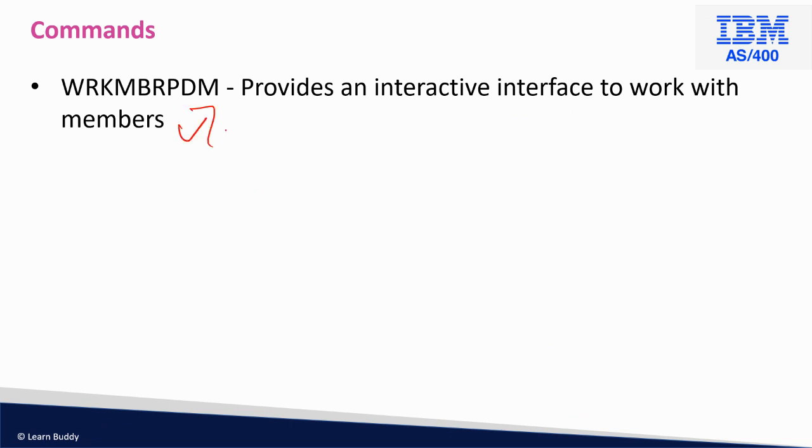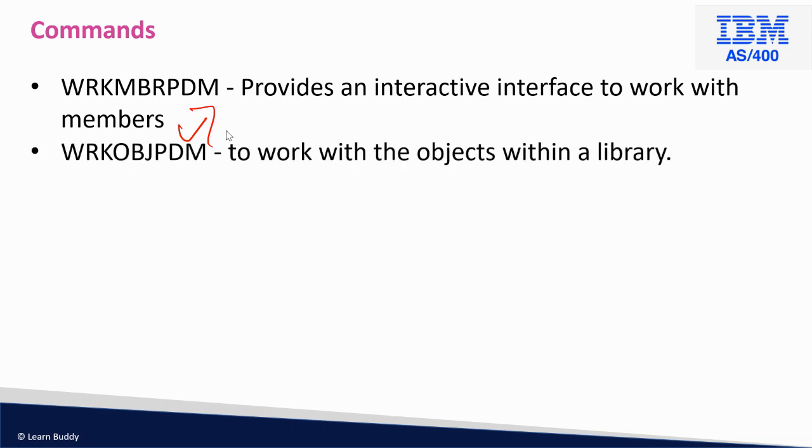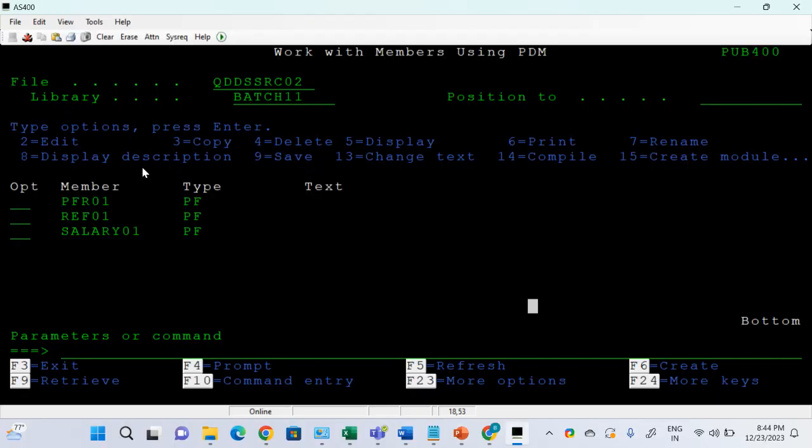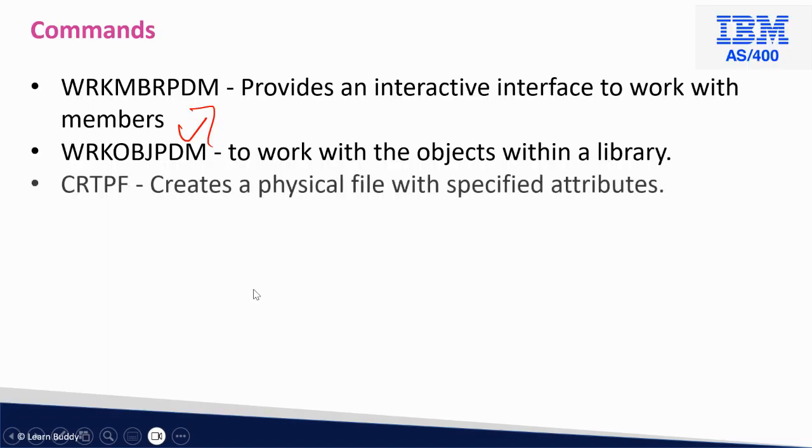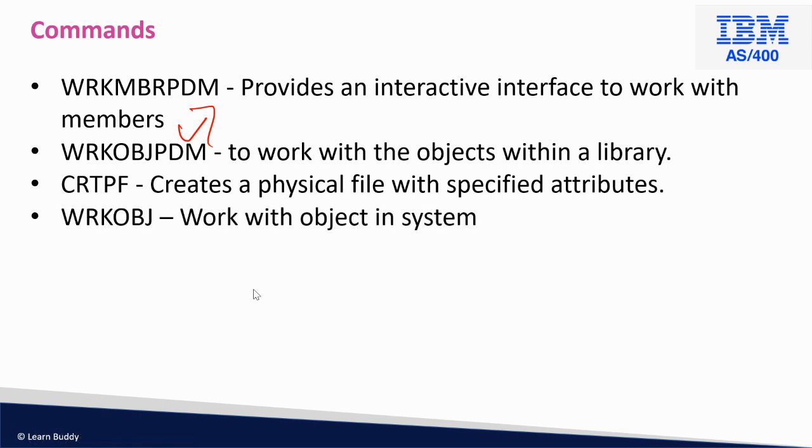Okay, so these are some commands we already discussed in the last session: WRKMBRPDM, where you basically write the source, like what we are writing for the PF DDS and field reference file DDS. And WRKOBJPDM shows what objects are in your library. So let's go to WRKOBJPDM here. Just enter, and here you can mention BATCH11 as the library. In this library, these objects are present. It gives the list of objects for a specific library.